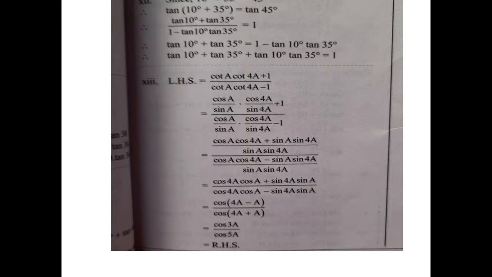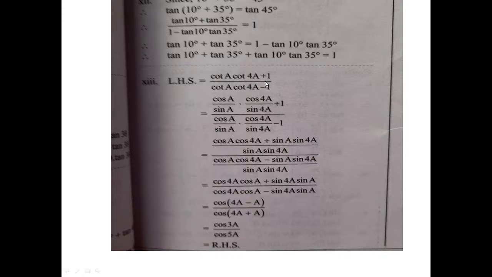Now tan 45 is equal to tan of 10 plus 35. We will use the formula of A plus B: tan A plus tan B upon 1 minus tan 10 into tan 35 is equal to 1. So tan 10 plus tan 35 is equal to 1 minus tan 10 into tan 35. This term we shifted to LHS. In this way we can prove tan 10 degree plus tan 35 plus tan 10 tan 35 degree is equal to 1. Okay.